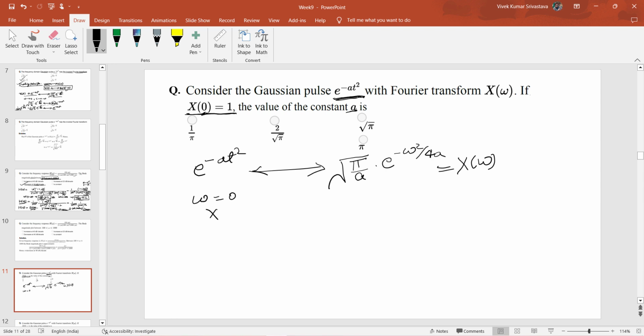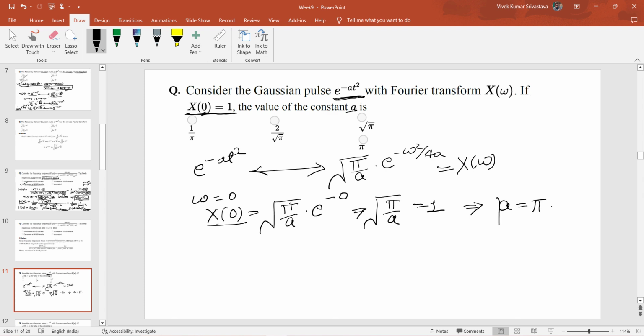So once you substitute the value of omega as 0, you will get root over pi by a into e raised to the power minus omega square, which will be 0. So this will be equal to root over pi by a. And the value of x of 0 that is given in the question is equal to 1. So by using this we can say that the value of a will be equal to pi. So option D is correct here.